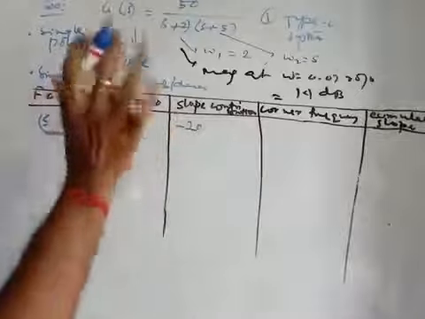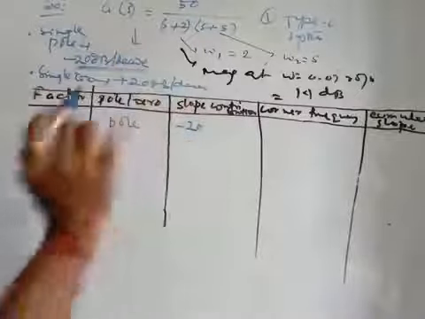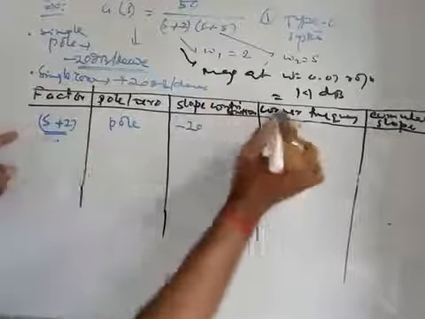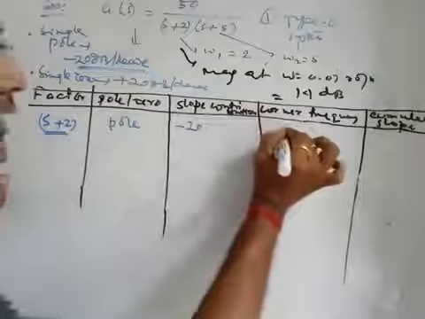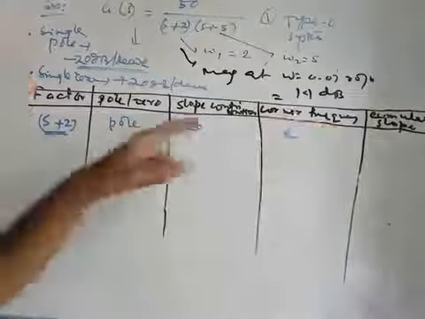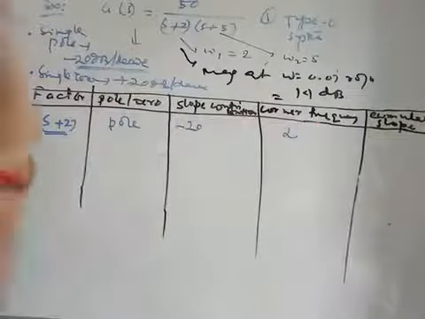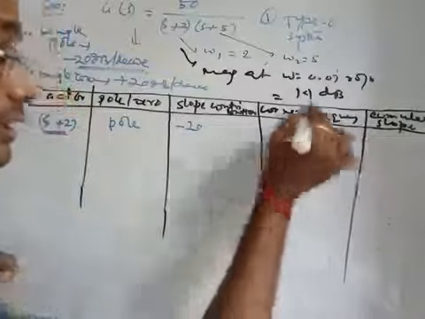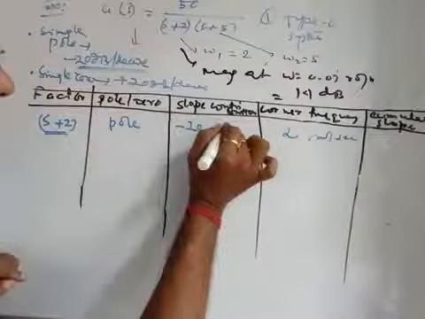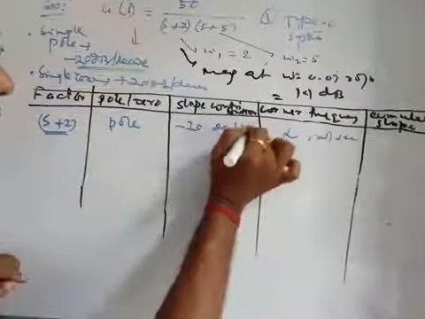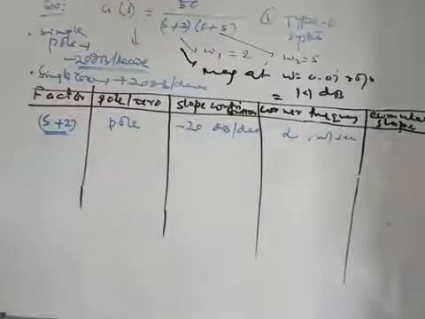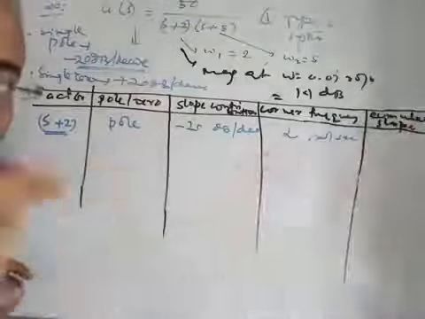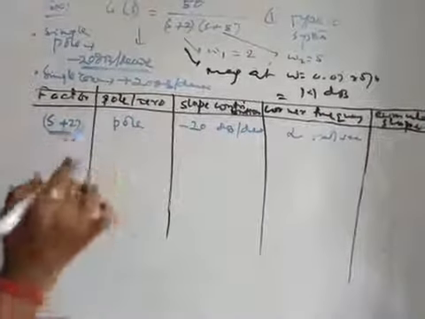The slope contribution is in dB per decade, so I will not write the unit here. This is minus 20. And what is the corner frequency associated with this factor? You see, this is omega equal to 2, in radian per second, right? So corner frequency is in radian per second. And cumulative slope, that part I will discuss later. I will just leave that part blank.